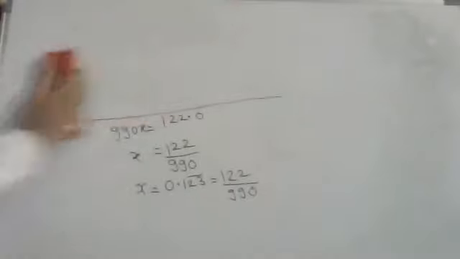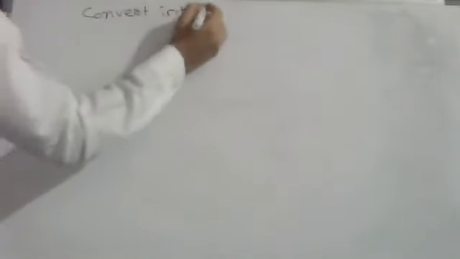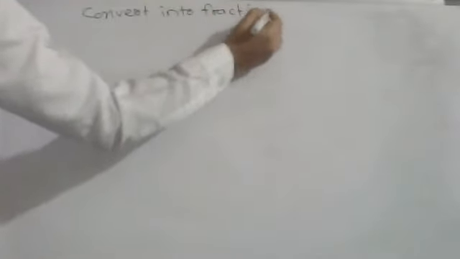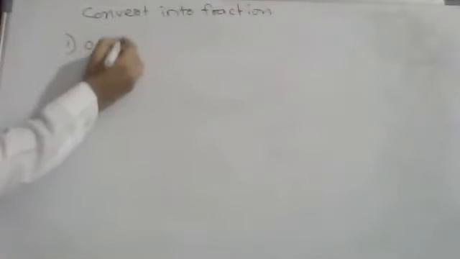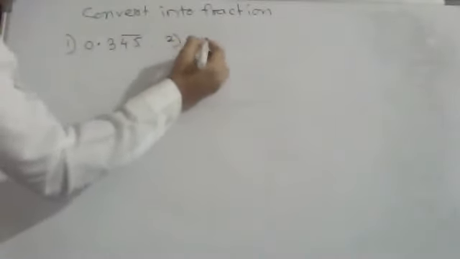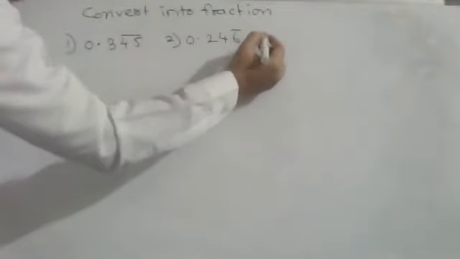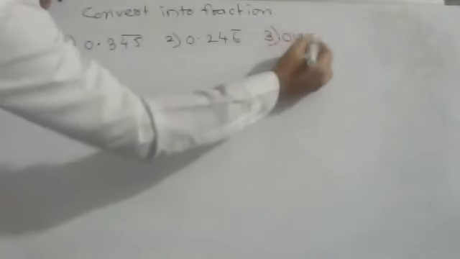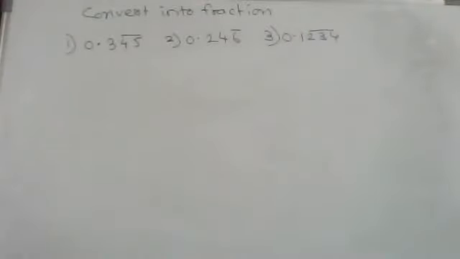One more question. Convert into fraction. I'm writing 3 questions. 0.345, where 45 is repeating. 0.246, where 6 is repeating. 0.1234, where 234 is repeating. Just convert these into fractions. All these numbers convert into fractions. Take 1 minute, try to solve. 3 questions, take 1 minute. Try to solve.